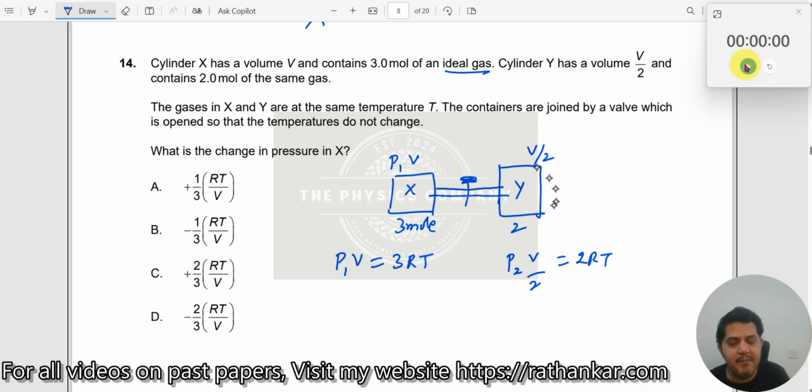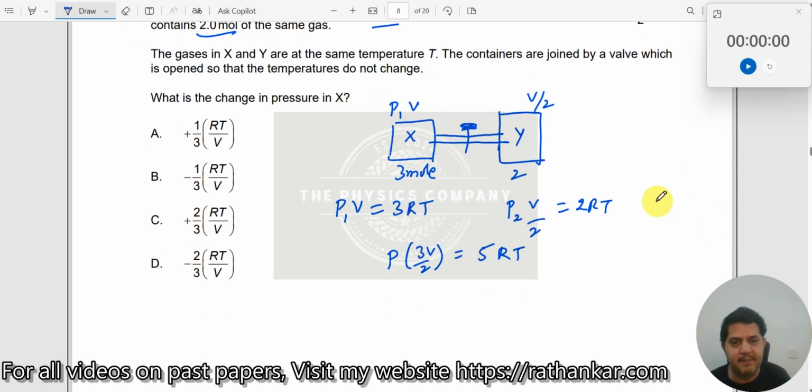When I open the valve, the gas equation gets modified. The final pressure becomes P, and the final volume becomes V plus V by 2, which is 3V by 2. This had 3 moles of gas and this had 2 moles of gas, so totally it is 5 moles, n into RT. I'll write like this because temperature is not changing. Therefore the pressure should be written as 10 RT divided by 3V, right?